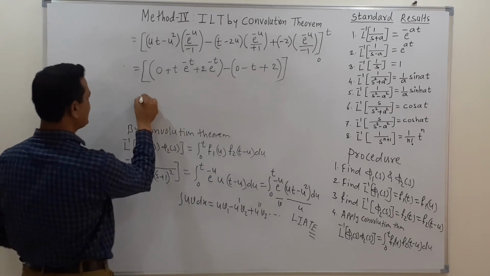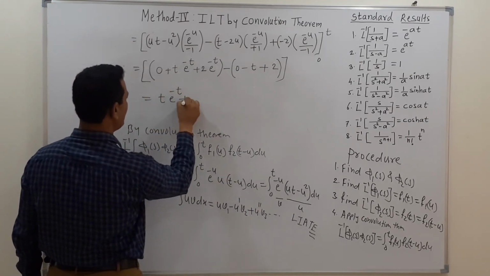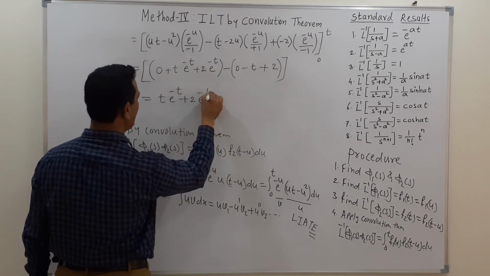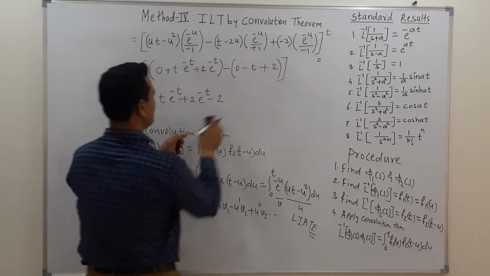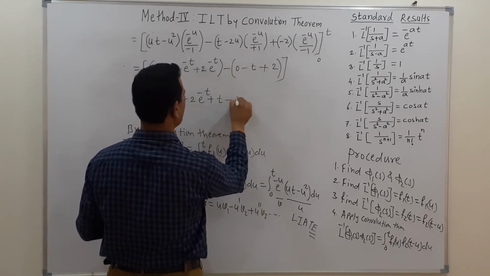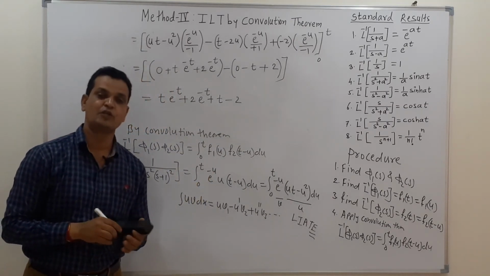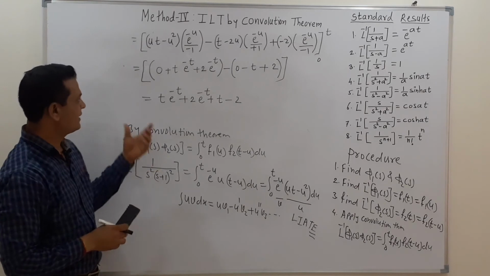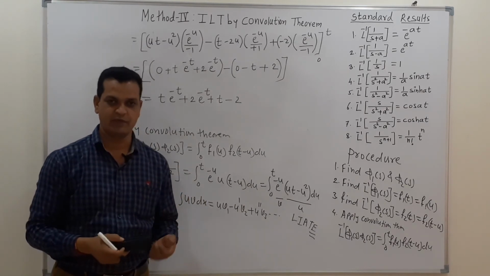Now just simplify this, we get this as t e raised to minus t plus 2 e raised to minus t, then this is again minus 1 will become plus t minus 2. So friends, in this way we get the answer to this question. So this is our example number 3. Now let's take the last fourth example.